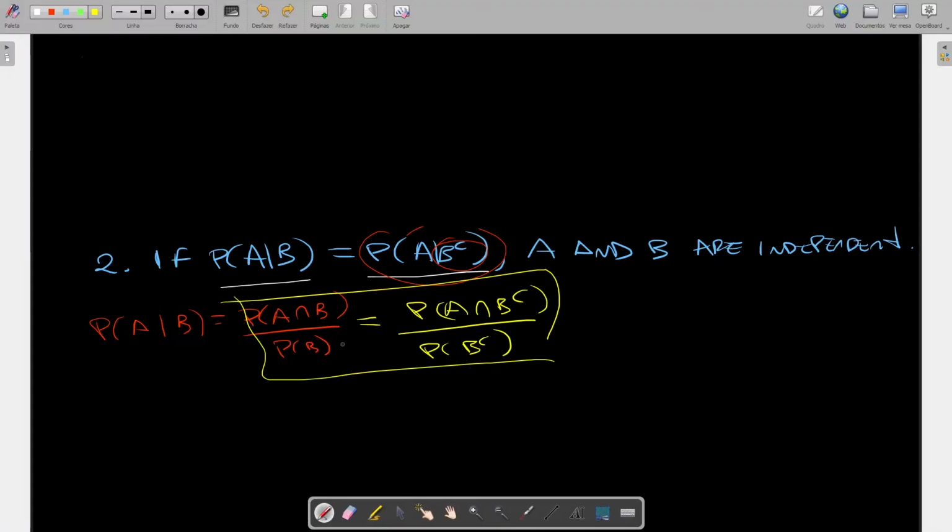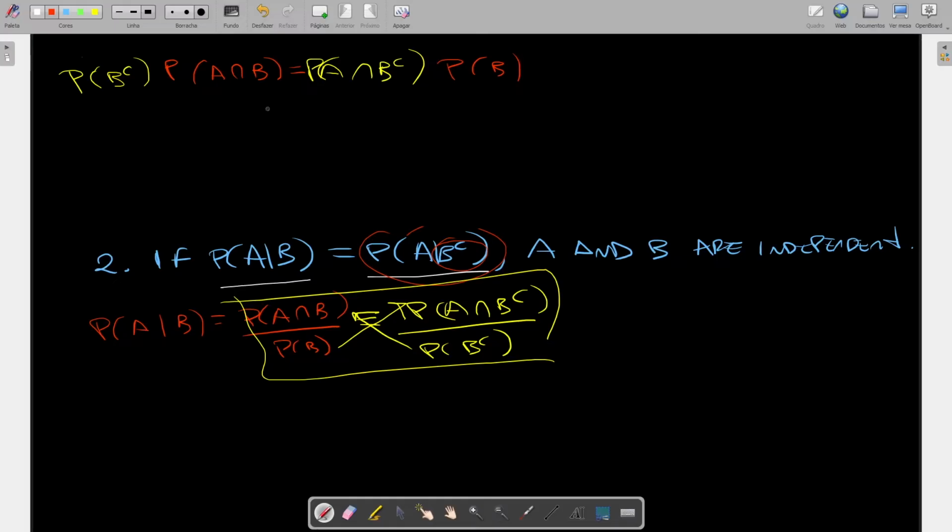So what we are going to do here now is some cross multiplication. This guy goes over here and this guy goes over here. So we have the probability of B complement times the probability of A and B is equal to the probability of A and B complement times the probability of B.